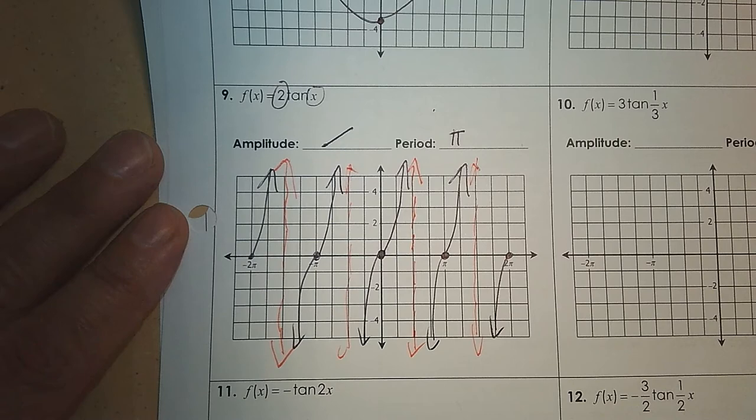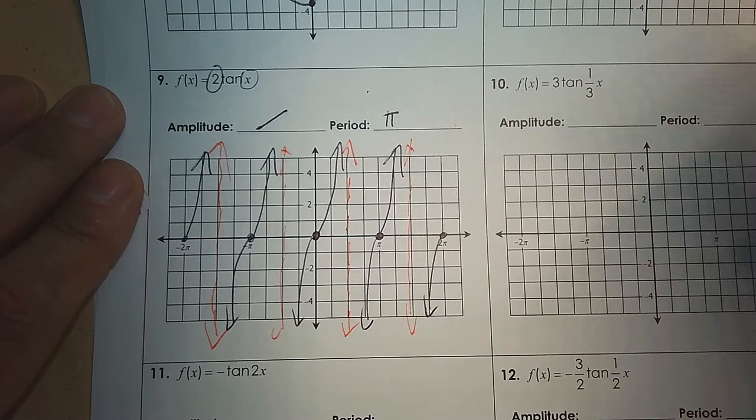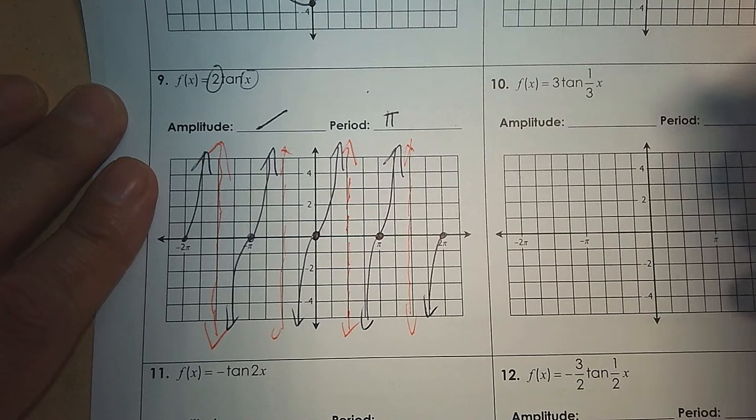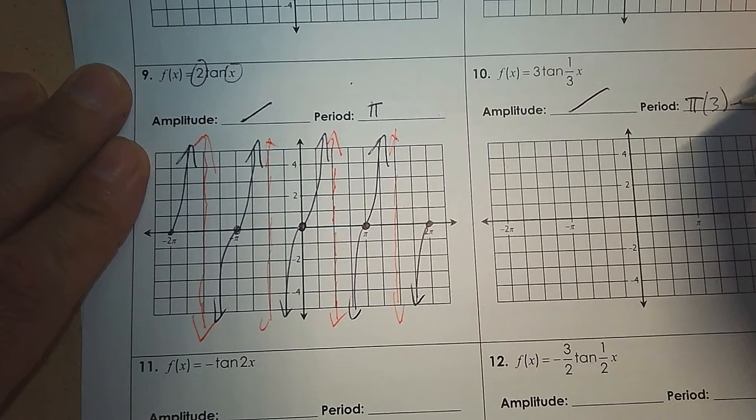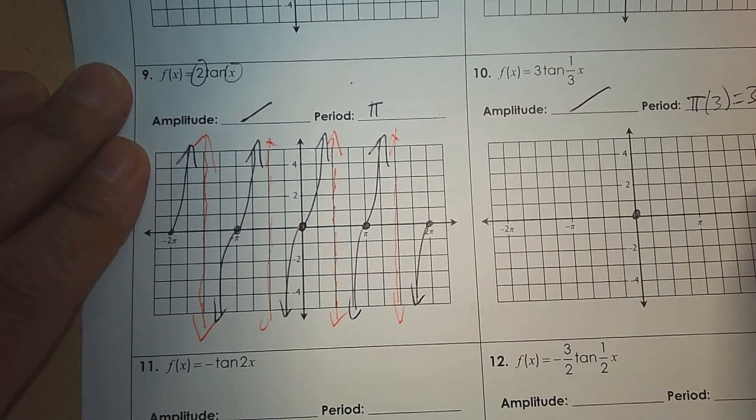Number 10. Let's try this one. Look and make it a little more accurate here. So we don't have an amplitude. The period's pi, but the 1/3, how do I undo it, is multiply it times 3. So tangent starts with a point of inflection, and then at 3 pi, which I can't see, would be the other point of inflection, every 3 pi.